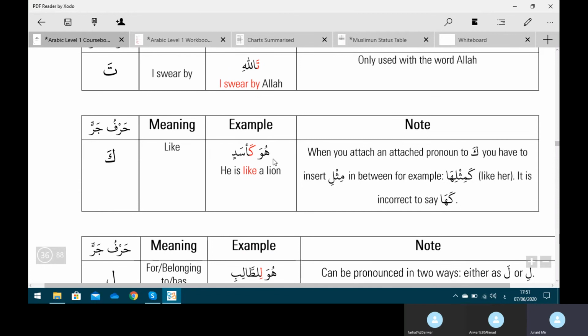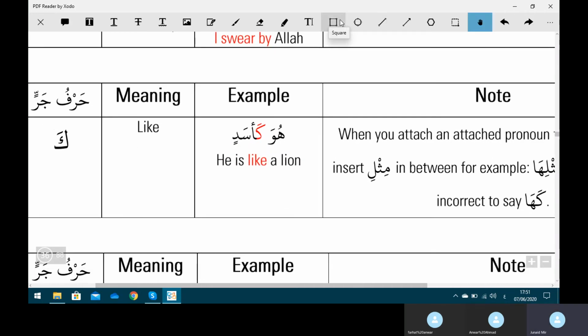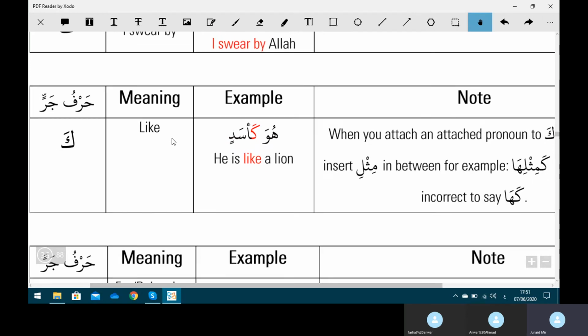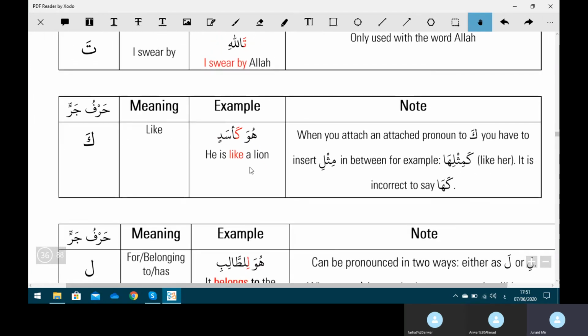So, huwa is a detached pronoun. It means he. It refers to one male in the third person. Ka is a harf jar. Asadun means a lion. Because ka is a harf jar, it made the noun jar. That's why it's asadin with two kasras, and not asadun. It means he is like a lion. That's what ka means. Ka means like, when you compare something to something else, or you resemble one thing with another.